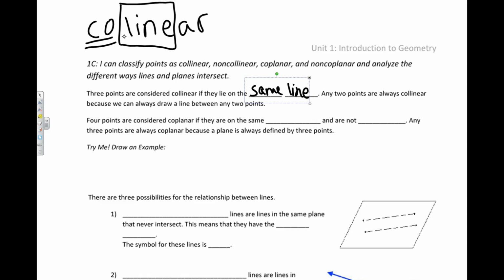If we just take any two random points out anywhere in space, any two points I can always draw a line between, so any two points are collinear points. We have a similar concept when it comes to planes. Four points are considered coplanar if they're on the same plane and are not on the same line, so they're not collinear. And there's actually a really cool reason for that.